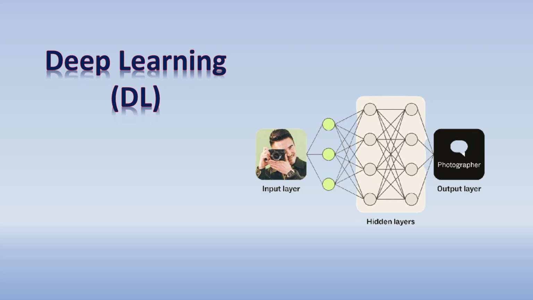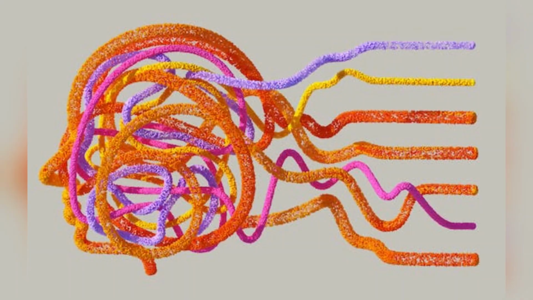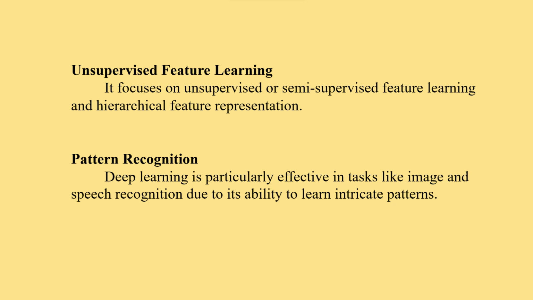Now moving towards deep learning. Deep learning involves the use of complex neural networks with multiple layers. Unsupervised feature learning. It focuses on unsupervised or semi-supervised feature learning, and hierarchical feature representation, pattern recognition. Deep learning is particularly effective in tasks like image and speech recognition due to its ability to learn intricate patterns.